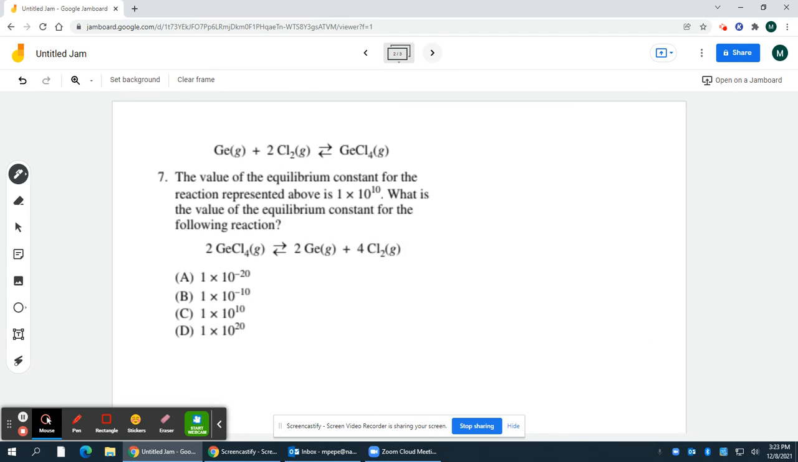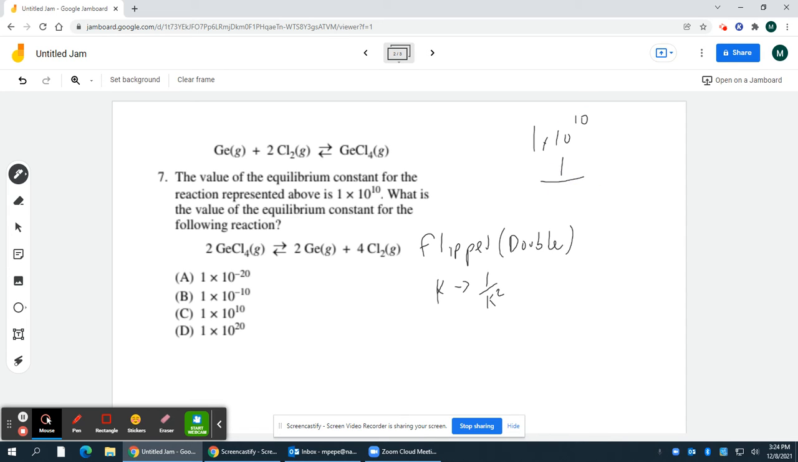The value of the equilibrium constant for the reaction above is 1 times 10 to the 10th. What is the value of the equilibrium constant for the following reaction? So they flipped this and doubled it. So that means to the K, okay, the K, we will now take the reciprocal of it and square it.